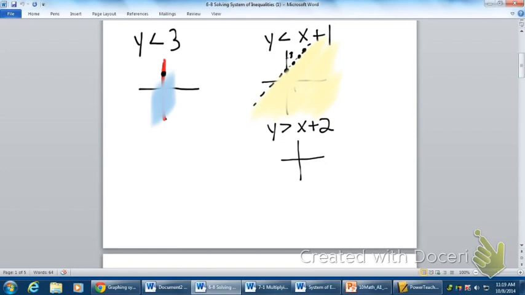So my y-intercept is 2. So I make my little point at 2. My slope is 1, so I would be going up 1 over 1, up 1 over 1, up 1 over 1. But sometimes it'd be like 2x and then your slope would be 2. Yeah, it just depends.